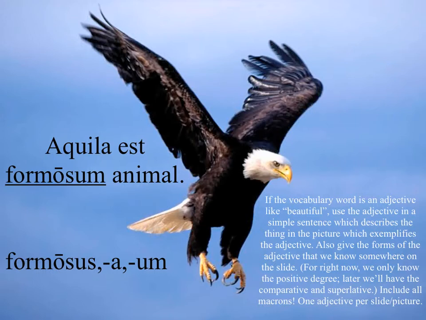If it were a third declension adjective, we'd write tenuis, tenue, and we'll talk about that more next chapter as we encounter third declension adjectives for the first time. Later also, when we know the other degrees of the adjective, we should include those as well. So for now, we just have the positive degree of the adjective, formosus, -a, -um. Later on, we'll know the comparative, formosior, formosius, and the superlative, formosissimus, -a, -um. Remember to include all macrons, one adjective per slide or picture.